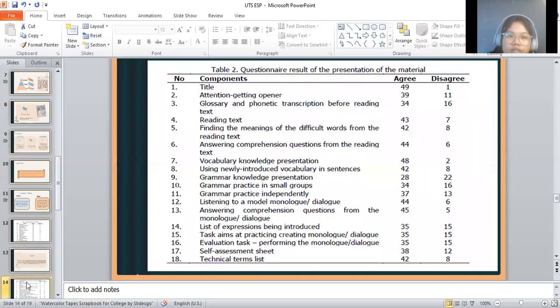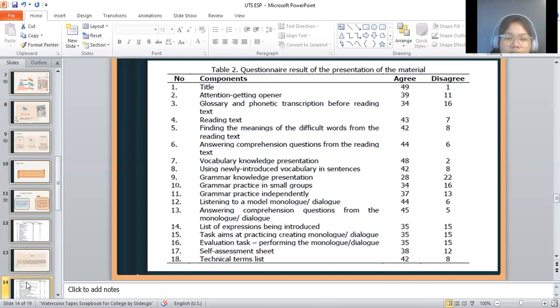And for the questionnaire result of the presentation of the material, it's about the title, attention gathering opener, glossary and phonetic transcription before the reading text. Reading text, finding the meaning of the difficult words from the reading text. Answering comprehension questions from the reading text. Vocabulary knowledge presentation. Using newly introduced vocabulary in sentences. Grammar knowledge presentation. Grammar practice in small groups.